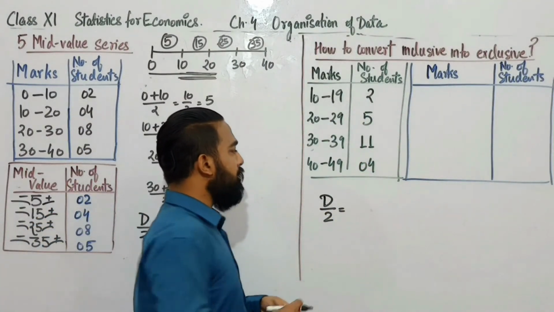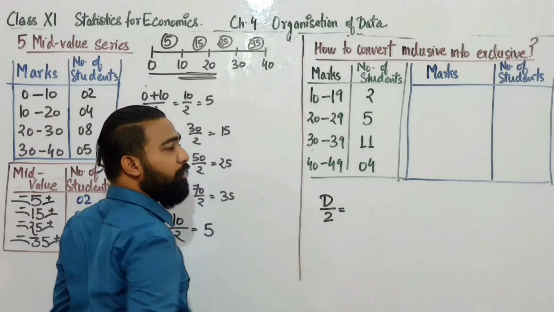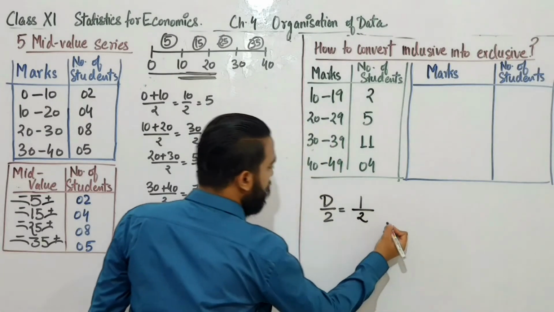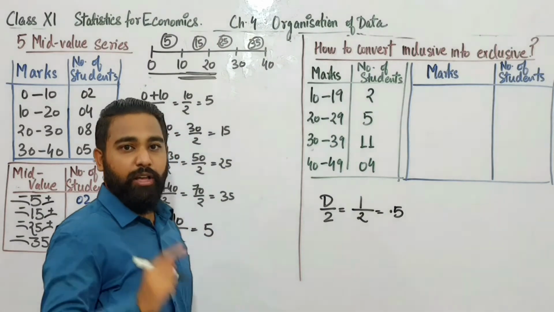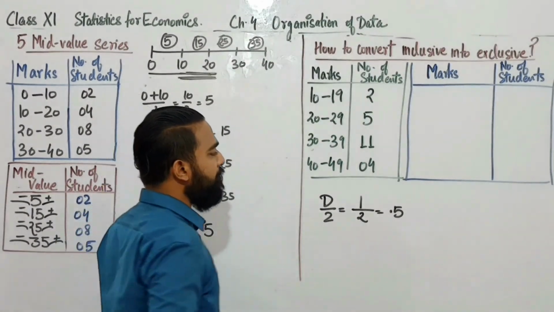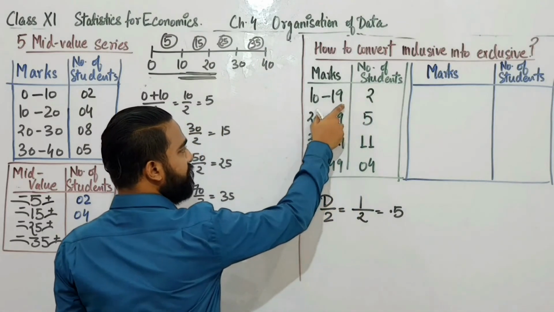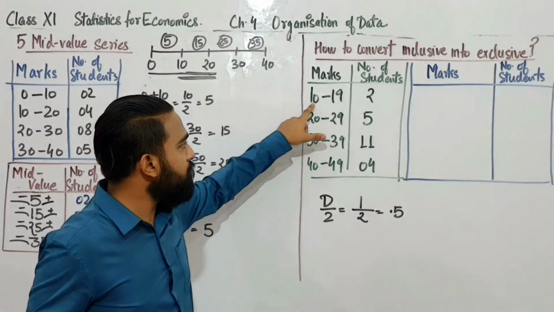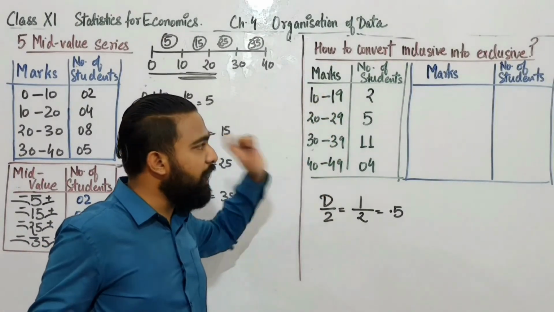Now, how to do that? Take the difference between the upper limit and the lower limit. What is the difference? Difference is 1. Now divided by 2. It becomes 0.5. Now students, you have to add 0.5 to the upper limit and you have to subtract 0.5 from the lower limit, and you have to do for all the class intervals.